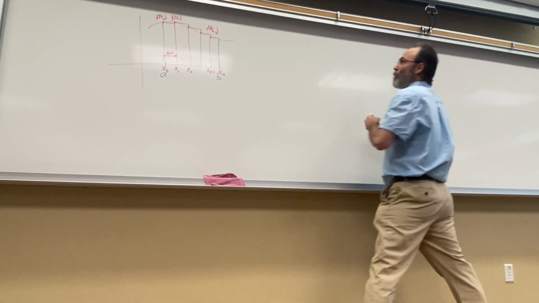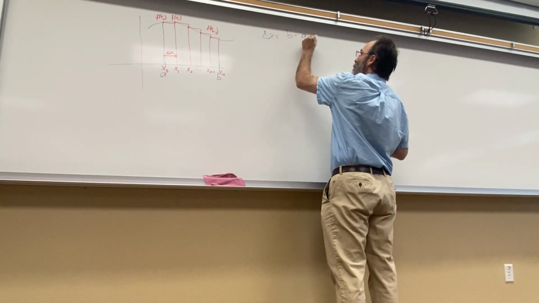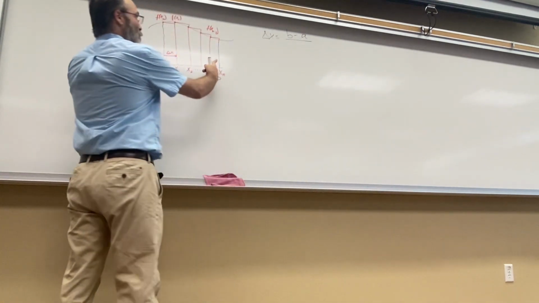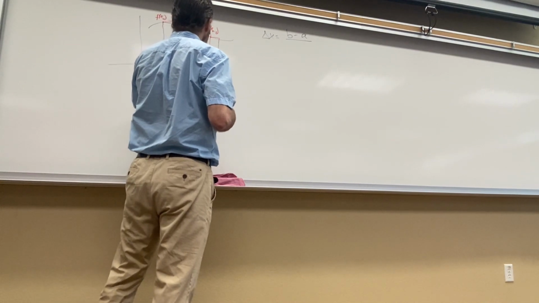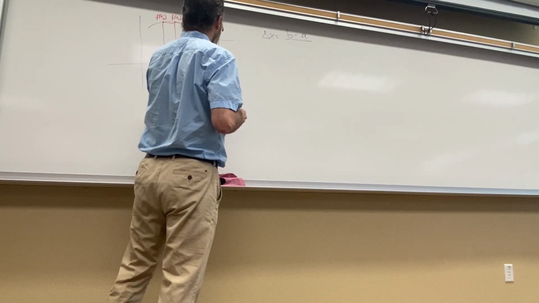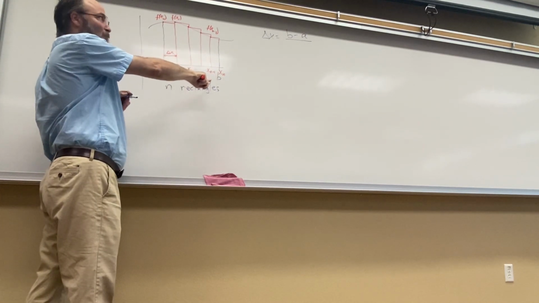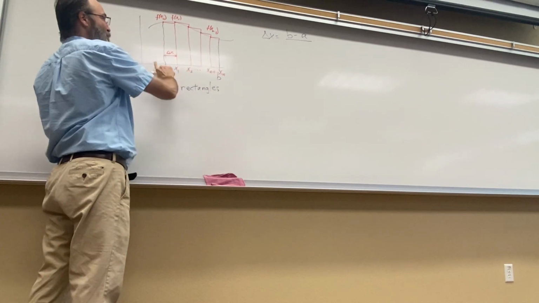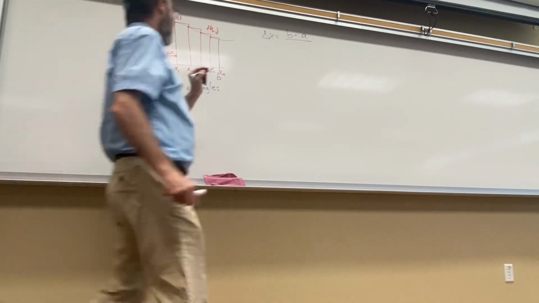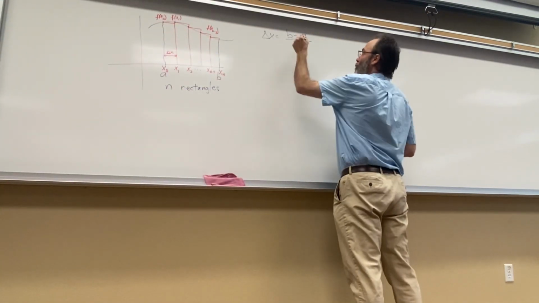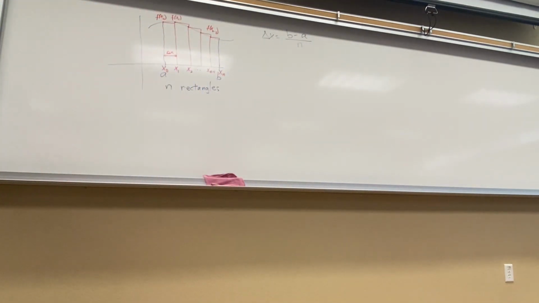So delta x is going to be B minus A, the distance all the way across, but we're dividing this into n rectangles. So one rectangle, 2, 3, 4, all the way out to n rectangles. If the entire distance is B minus A, what's the distance of each one of the rectangles? B minus A divided by, however many rectangles there are. In my picture there were 5, but in general we don't know how many there are.